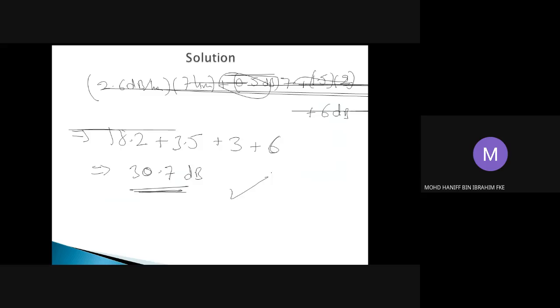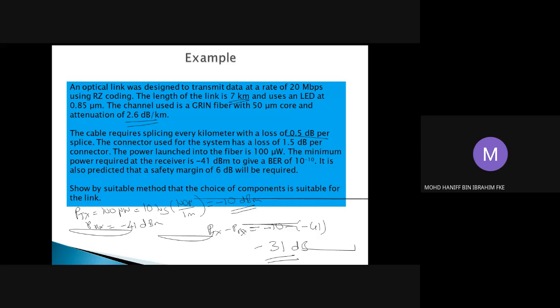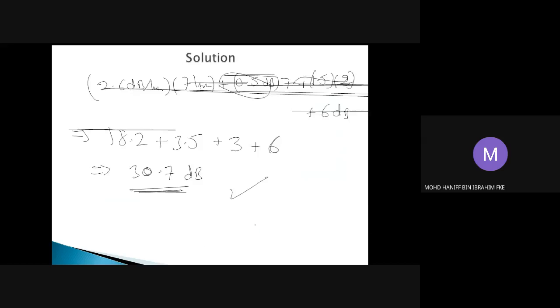Is there any question for this example? Basically what we did here is compare the left and right hand sides. The left hand side is the difference between the transmit power and receive power, and the right hand side is the components that incurred loss to the system, together with the system margin that needs to be considered in your calculation. We have shown that the difference between transmit and receive power is bigger than the incurred loss, so the system is said to work properly.